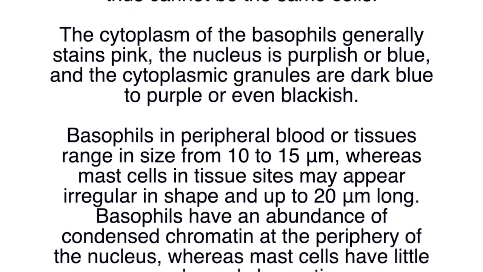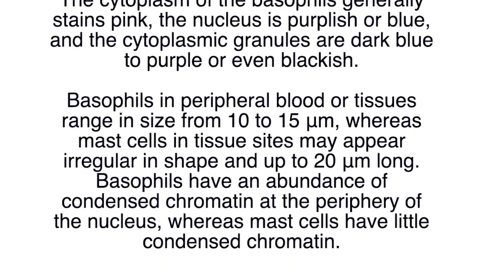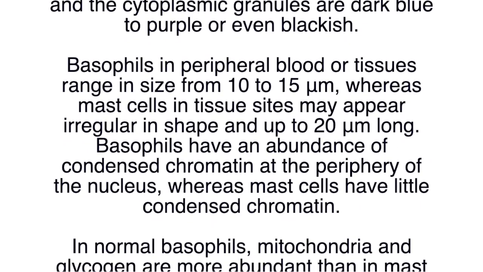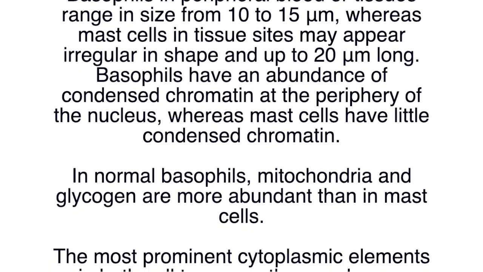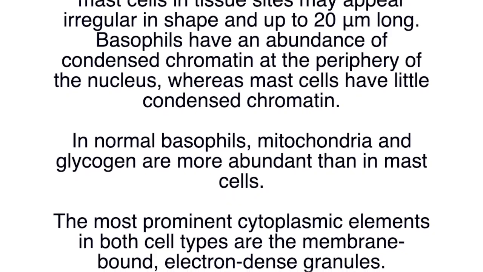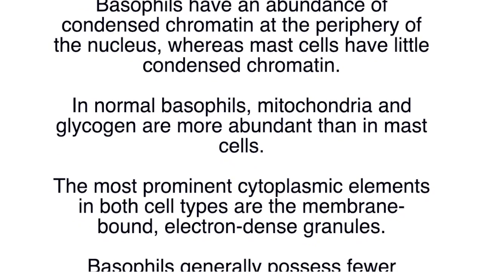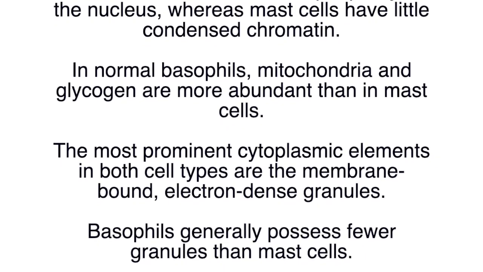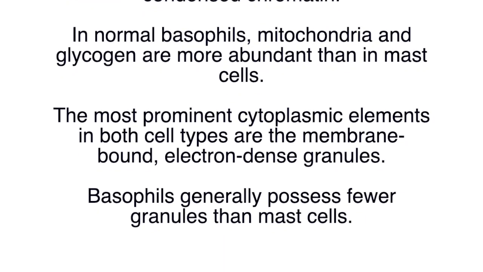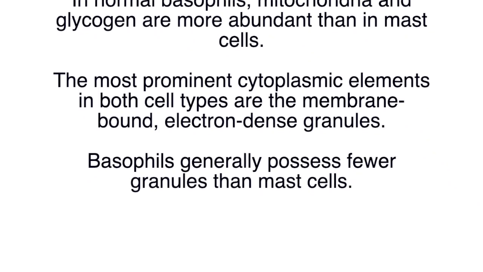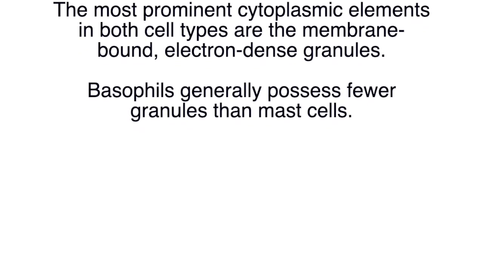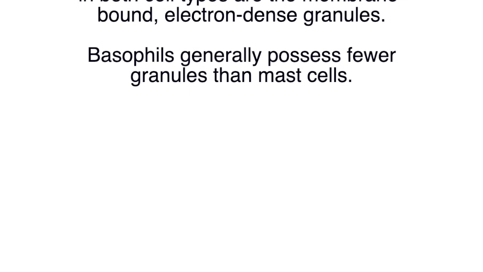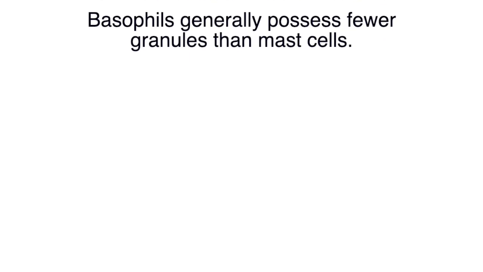Basophils in peripheral blood or tissue range in size from 10 to 15 micrometers, whereas mast cells in tissue sites may appear irregular in shape and up to 20 micrometers long. Basophils have an abundance of condensed chromatin at the periphery of the nucleus, whereas mast cells have little condensed chromatin. In normal basophils, mitochondria and glycogen are more abundant than in mast cells. The most prominent cytoplasmic elements in both cell types are the membrane-bound, electron-dense granules. Basophils generally possess fewer granules than mast cells.